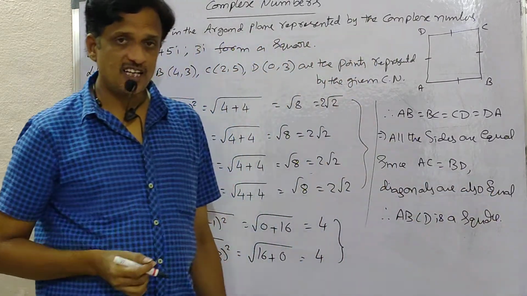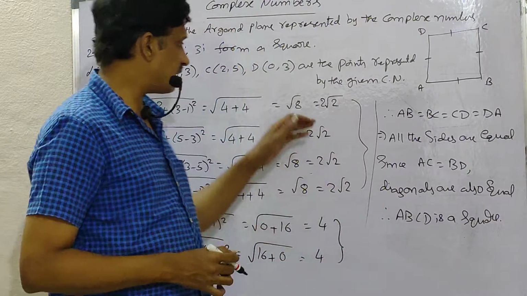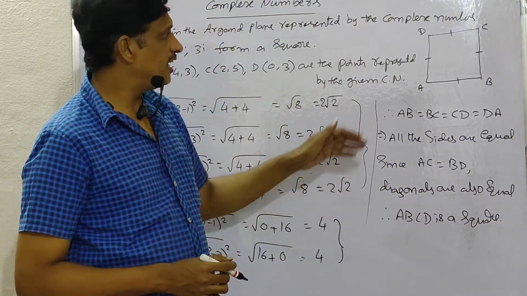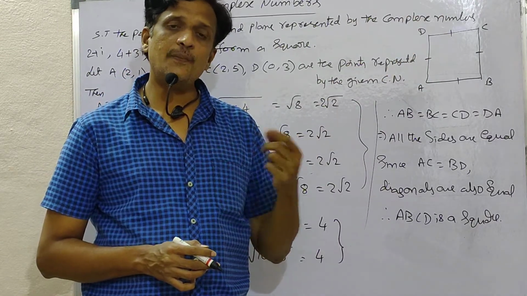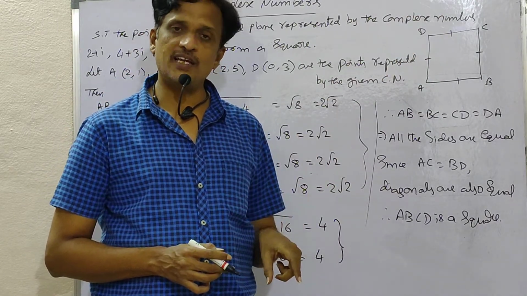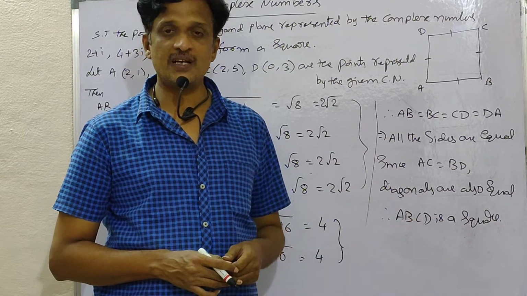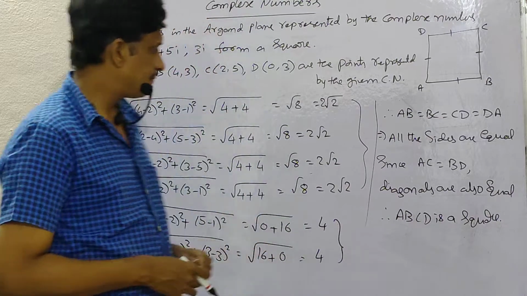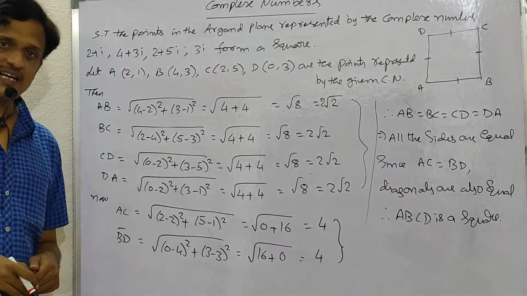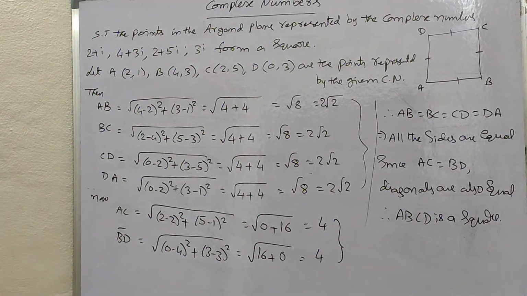So there is another method also to prove that it is a square. After getting the equal sides, just find the midpoints of AC and BD. Midpoint of AC, midpoint of BD. If these two are equal, then also you can say that it is a square, because in a square the two diagonals are equal and they bisect each other. Midpoint of AC and midpoint of BD are equal. This is about a square.